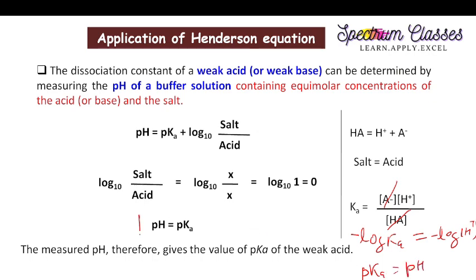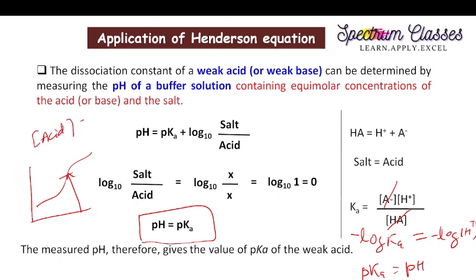Here is the important point: if you are an MSc student, then this type of experiment you are going to perform. In that case, we come to know the equivalence point from this graph. At this equivalence point, equivalence means the point at which the concentration of acid is exactly equal to the concentration of base, right?